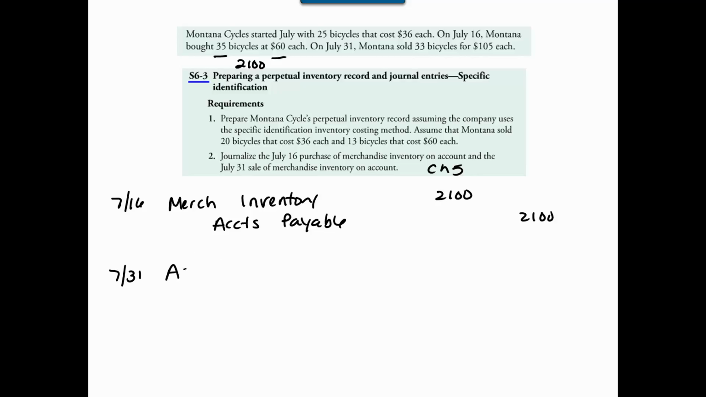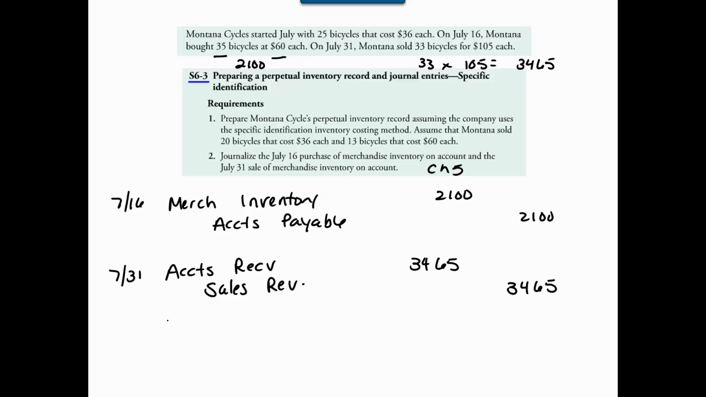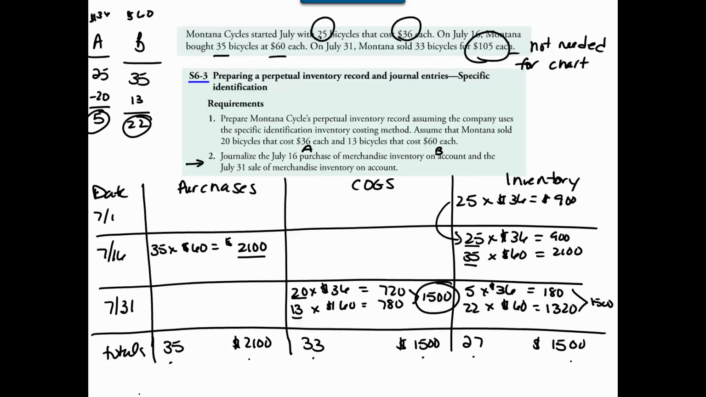Then I make my sale on the 31st. So when I make a sale on account, I debit accounts receivable and I credit sales revenue. That's right here, the 33 bikes at $105 each. And it means I sold them for $3,465. So debit accounts receivable $3,465, credit sales revenue $3,465. Then the second part of that transaction, I debit cost of goods sold and I credit merchandise inventory, and that is the amount that I calculated right here. That's the $1,500.